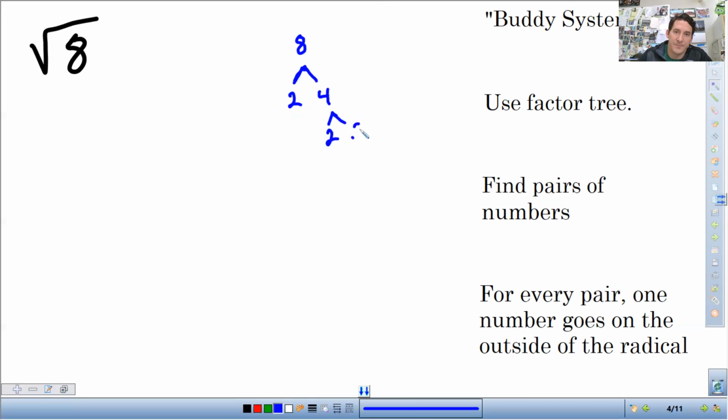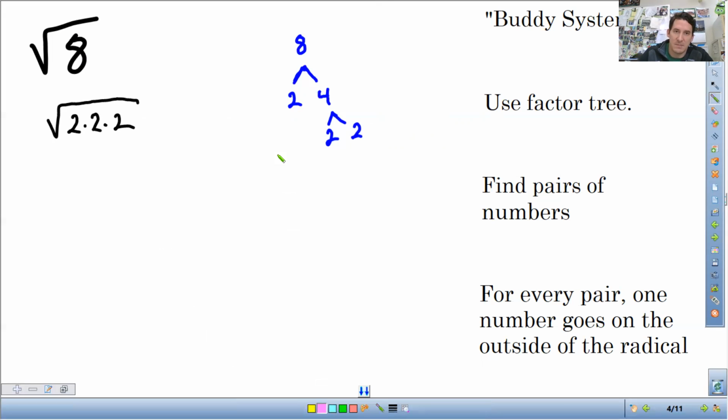2 and 2. All right, and so what you do is put those numbers back in the radical. So the 8 is the same as 2 times 2 times 2. So we're just looking at the numbers at the bottom of the factor tree. If it has a root coming off of it, you do not put it back in. So the 4 doesn't go in because it has the 2's coming off of it. So here, now you look for pairs. We're finding pairs of numbers. So there's a pair of 2's.